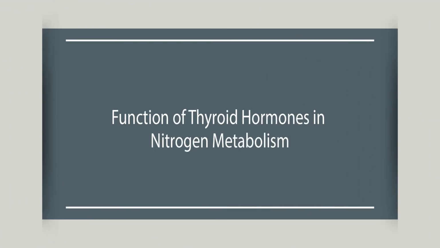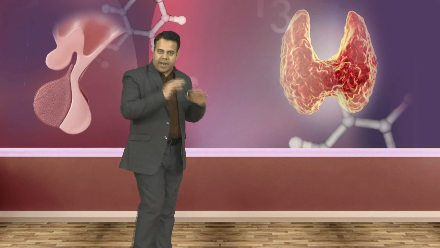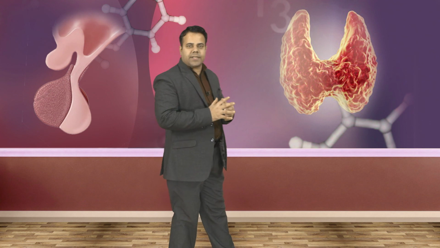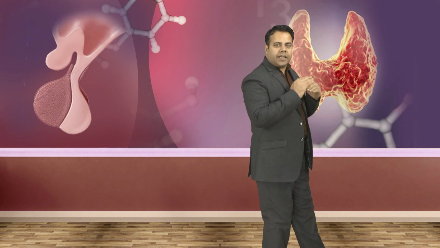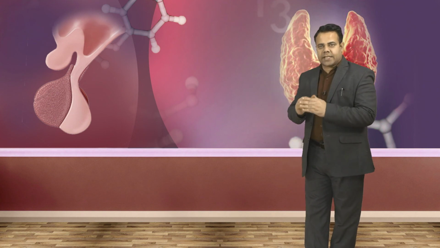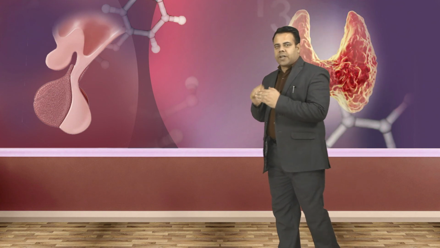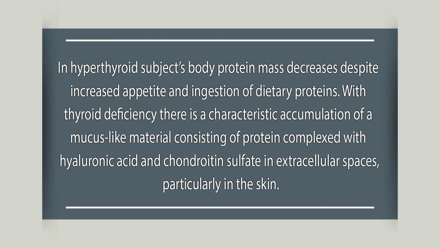Dear students, lastly we will discuss the function of thyroid hormones in nitrogen metabolism. Body proteins are constantly being degraded and resynthesized. Both synthesis and degradation of proteins are slowed in the absence of thyroid hormones, and conversely, both are accelerated by thyroid hormones. In the presence of excess T4 or T3 hormone, the effects of degradation predominate, and often there is severe catabolism of muscle. In hyperthyroid subjects, body protein mass decreases despite increased appetite and ingestion of dietary proteins.